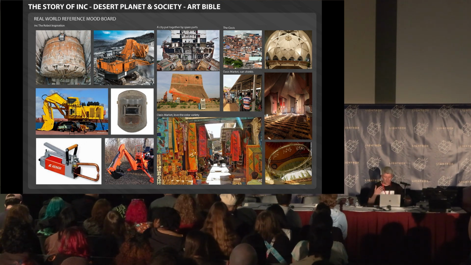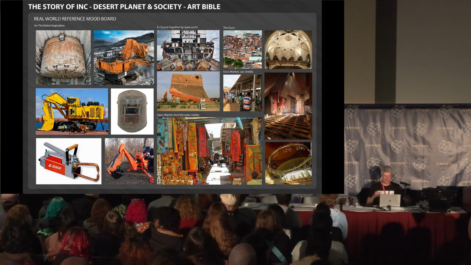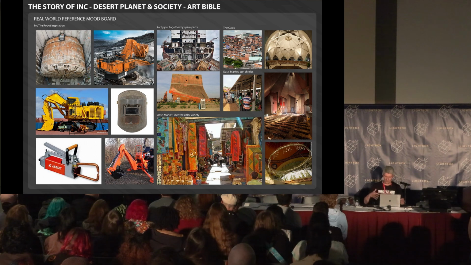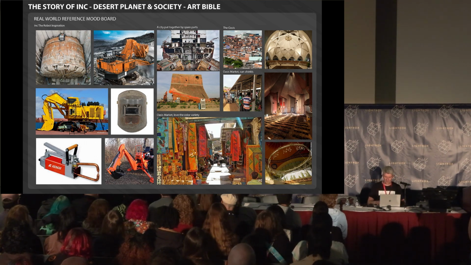As far as the city, lots of spare parts. So I got some photographs of giant boats that were ripped apart. Markets, in this case, Middle Eastern locations, because it was meant to be a desert style. Some interiors for some of the buildings themselves of the oasis.